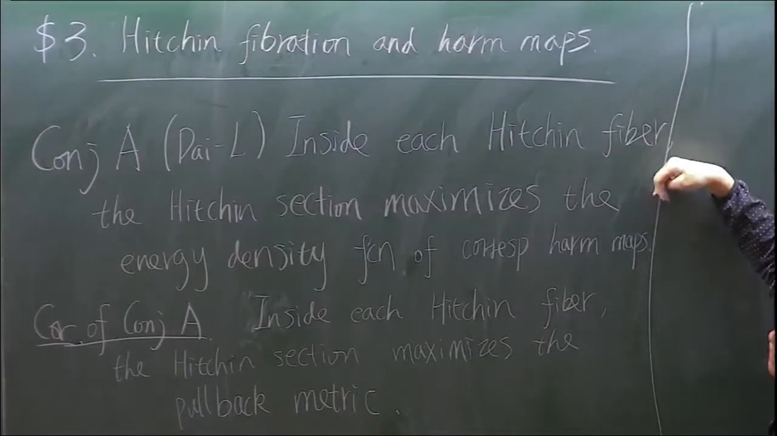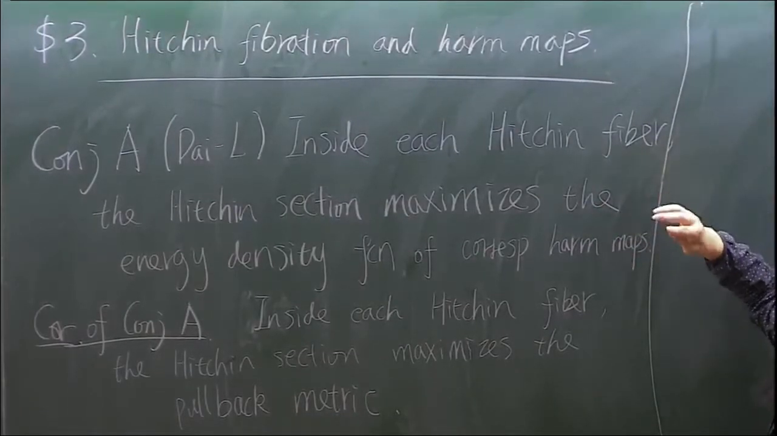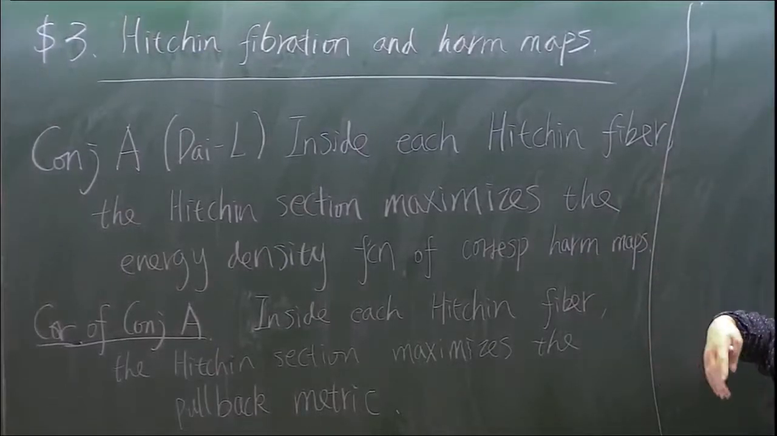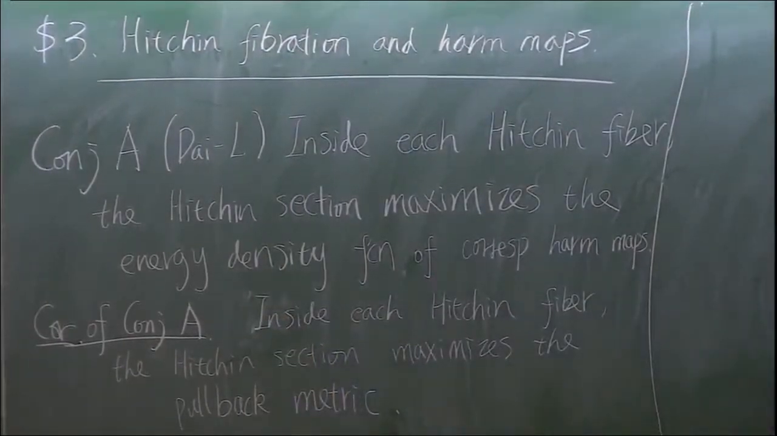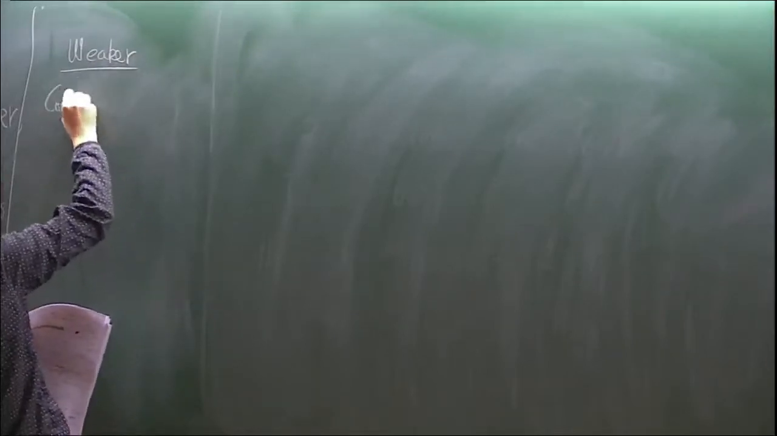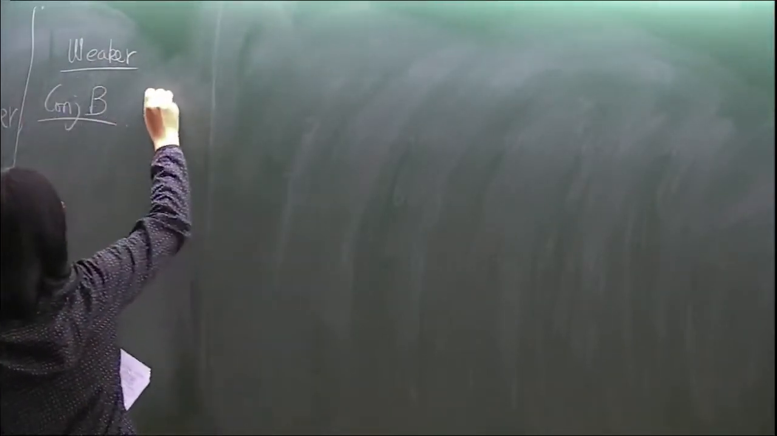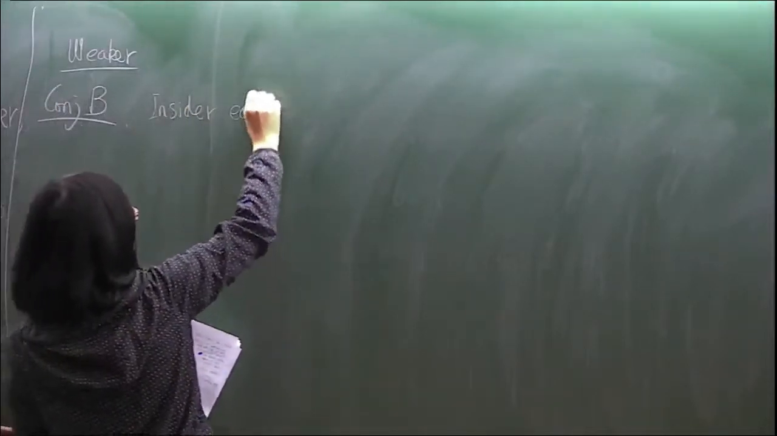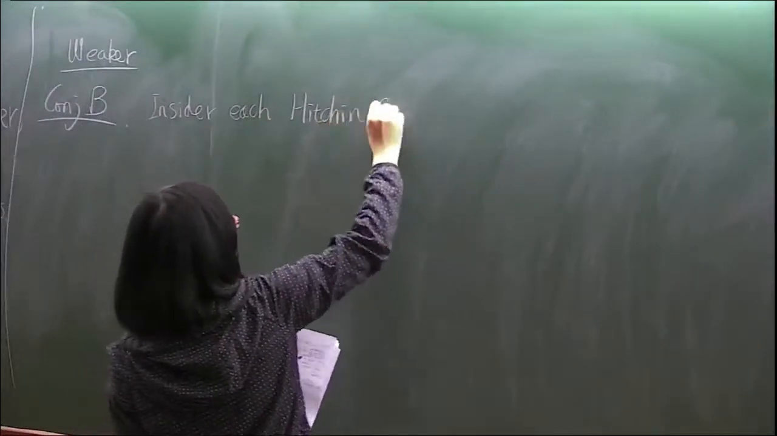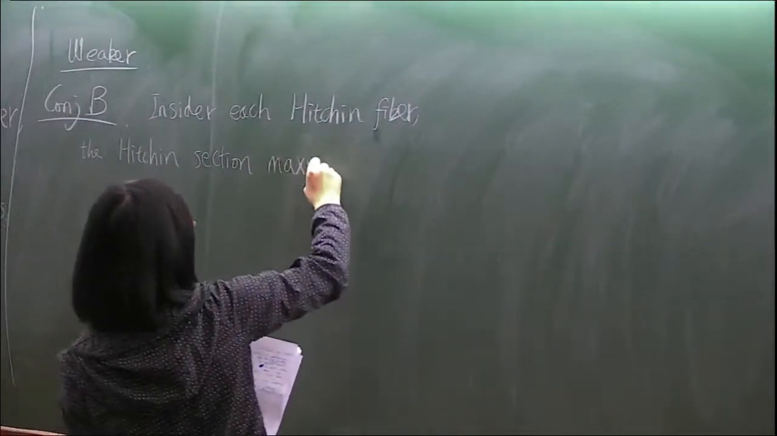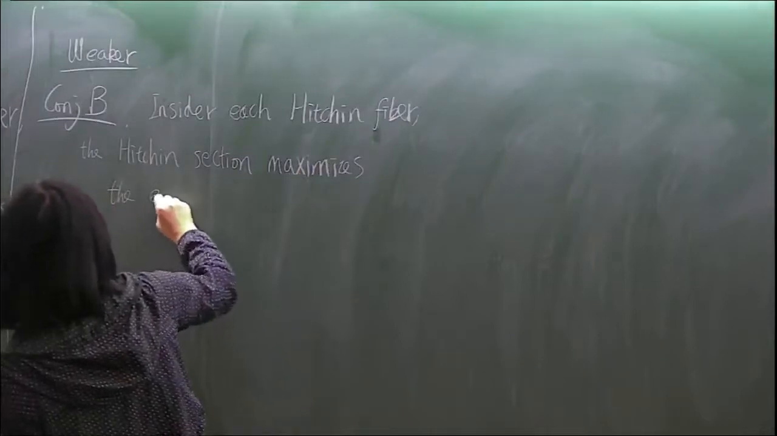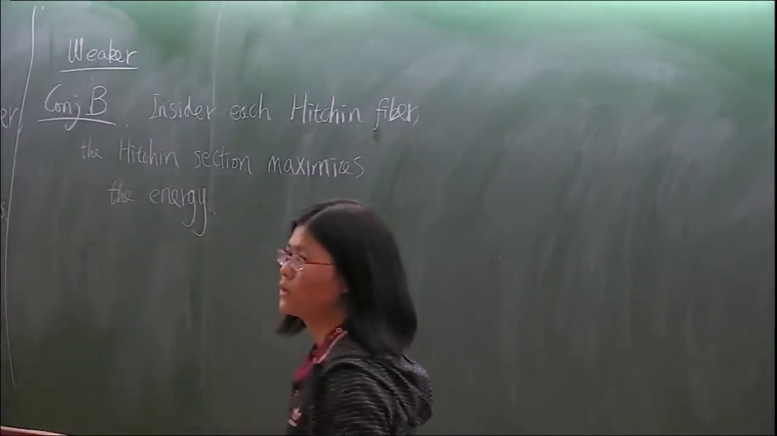So in fact, if you look at this conjecture, it's very hard. This is about comparing one function as greater than another function. So how about we consider not this energy density function, but an integral version, a weaker conjecture. Still inside each Hitchin fiber, the Hitchin section maximizes the energy. So this is just a number.